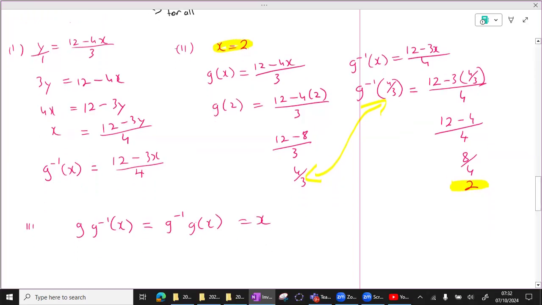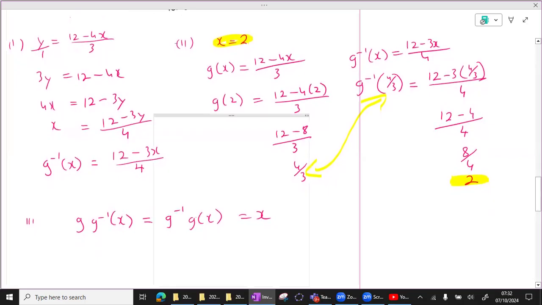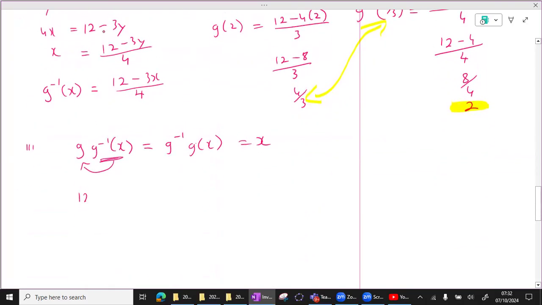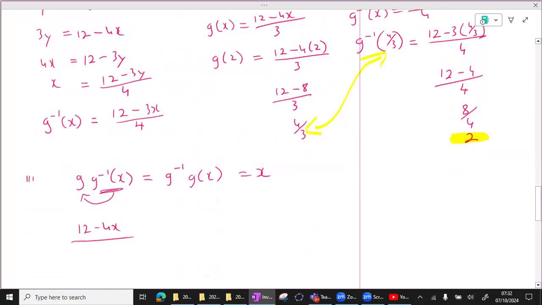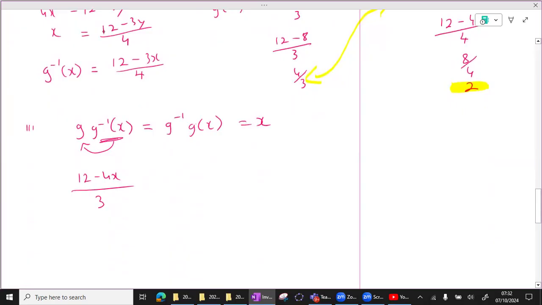Now, let's start with the left-hand side, g after the inverse. So what that means is you're putting the inverse into the function g. So I'll write down g. G was 12 minus 4x over 3. Now that's g of x. And then the inverse function is 12 minus 3x over 4.